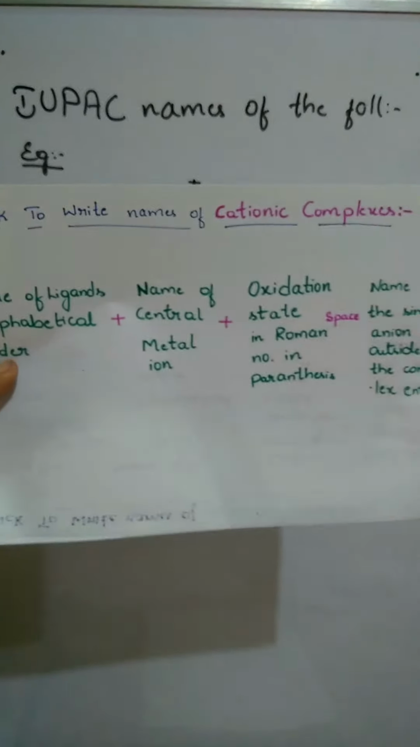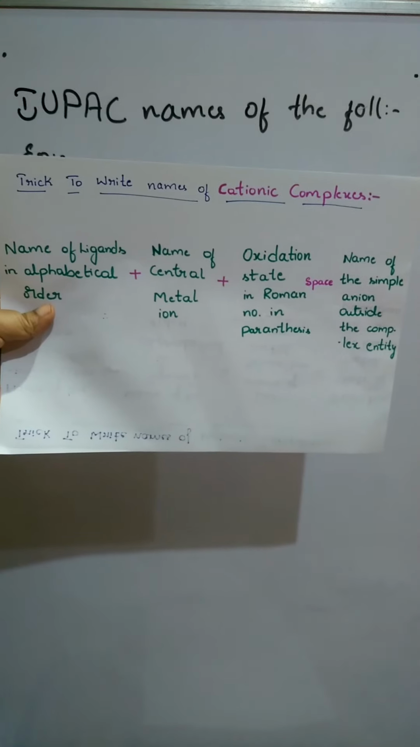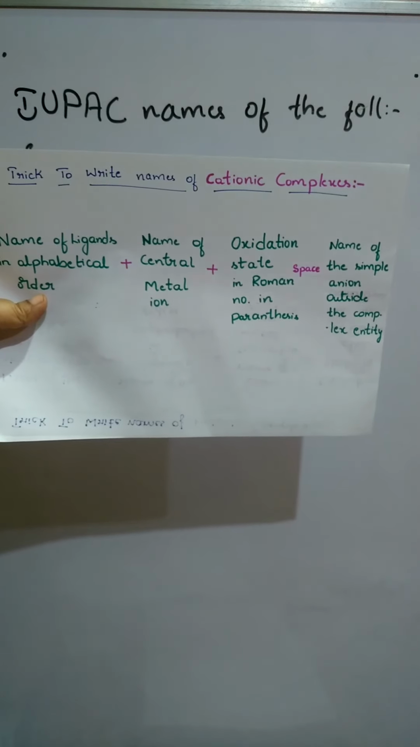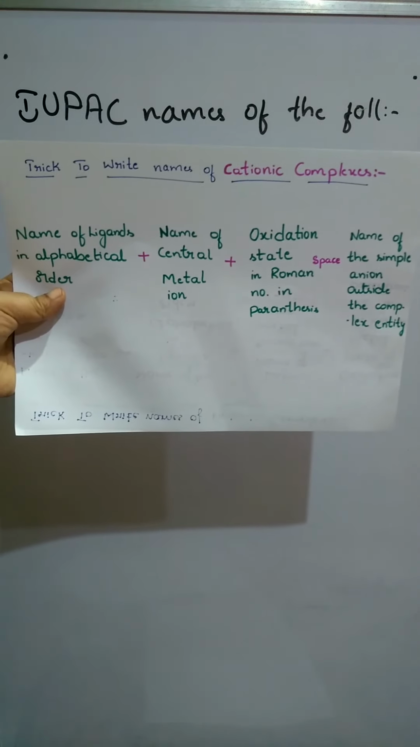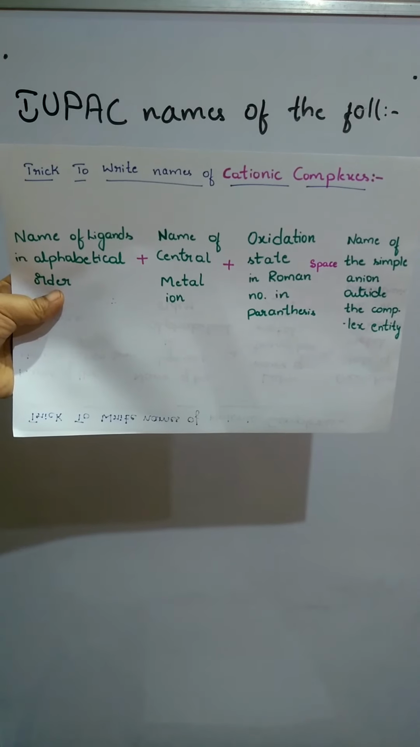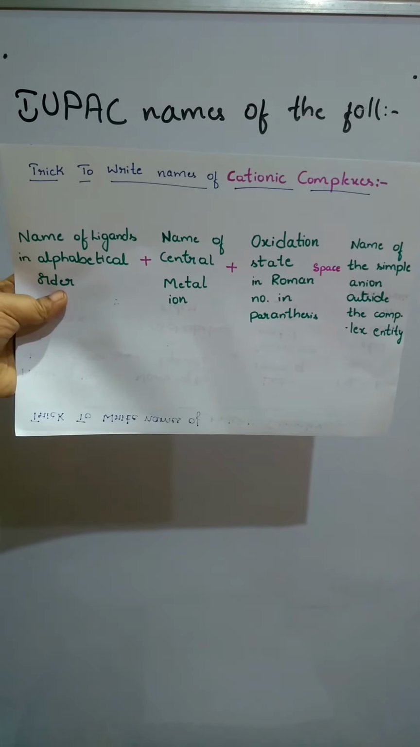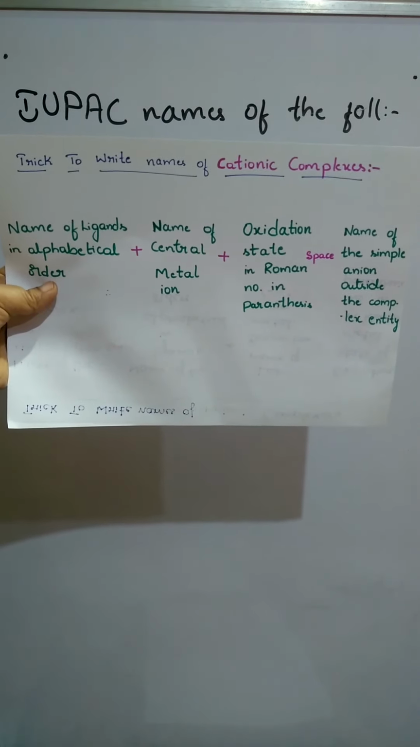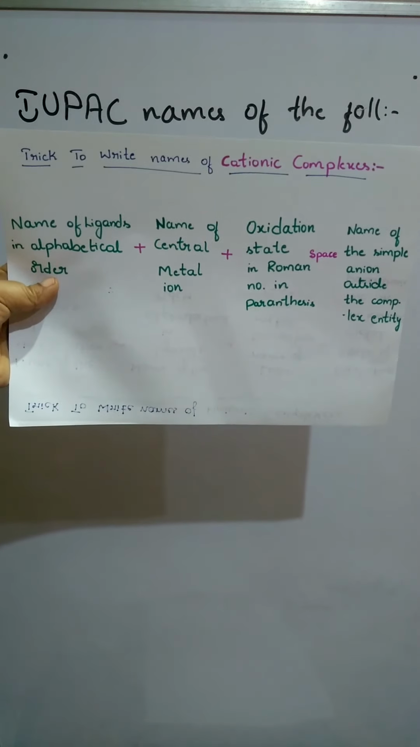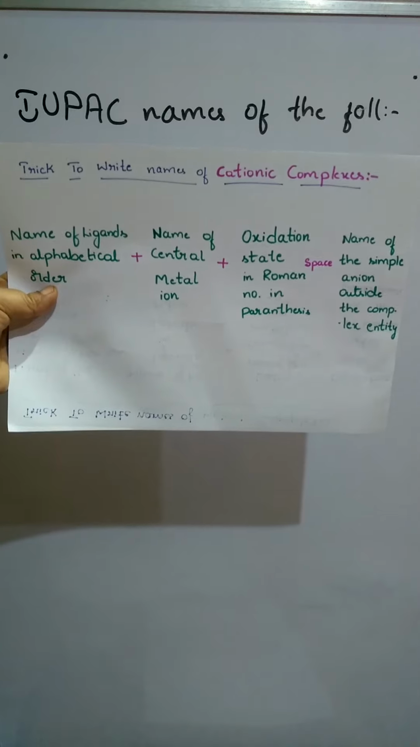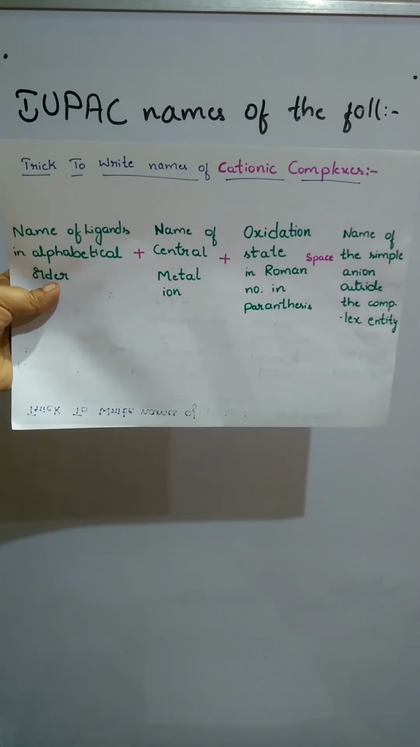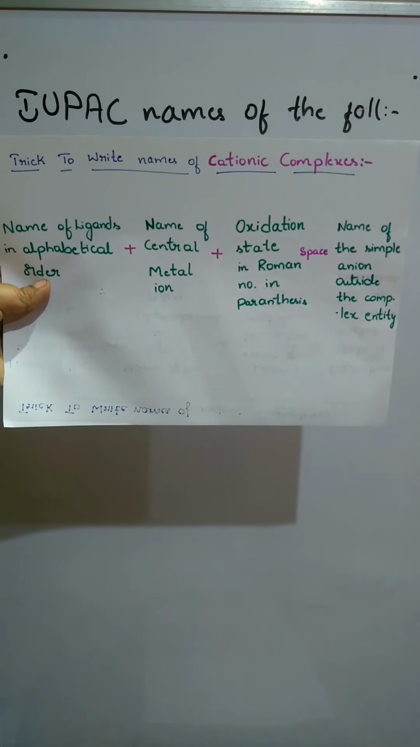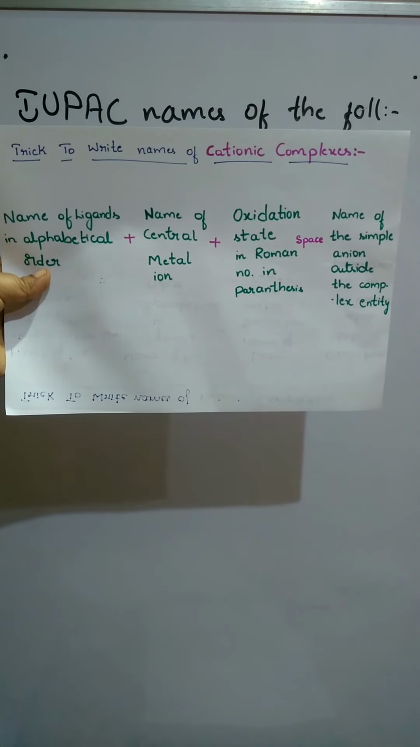So the trick is: name of the ligands in alphabetical order plus name of central metal ion plus oxidation state in Roman number in parenthesis, space, name of the simple anion outside the complex entity. First we need to start with the ligands. Check the name of the central metal ion, that is very, very important. Remaining things you can remember, but for the name of the central metal ion, we are going to write the common or simple name only. There is no specific ending here.